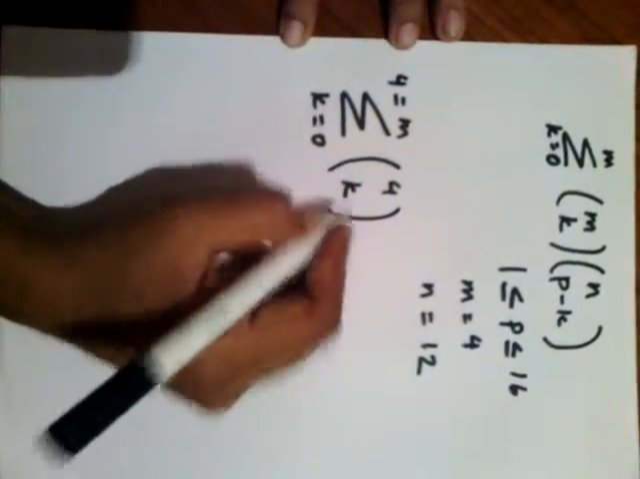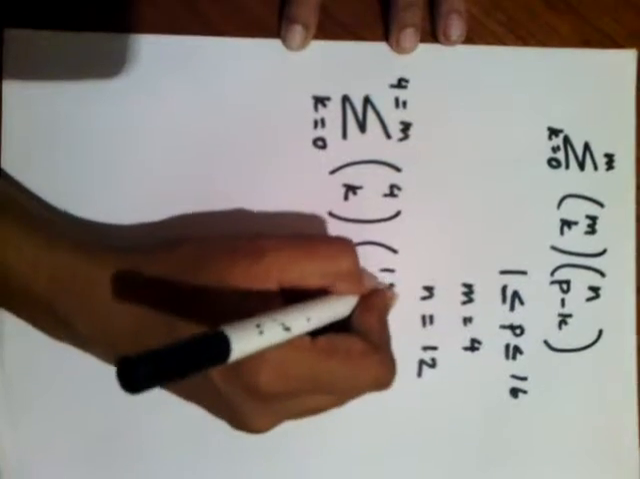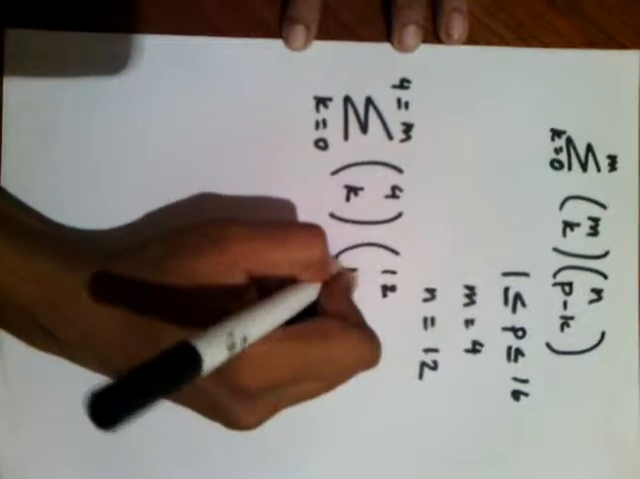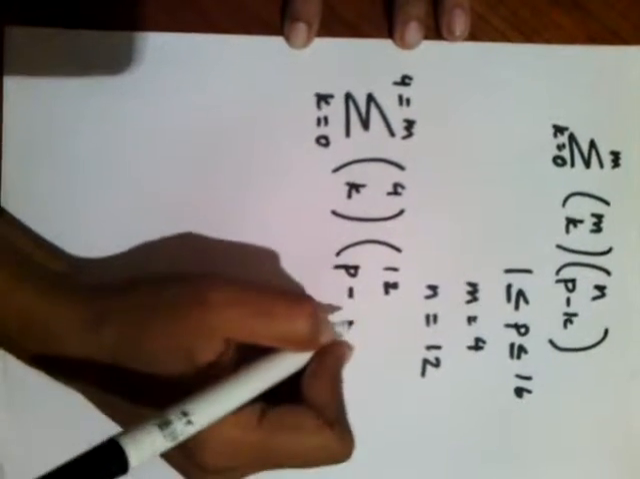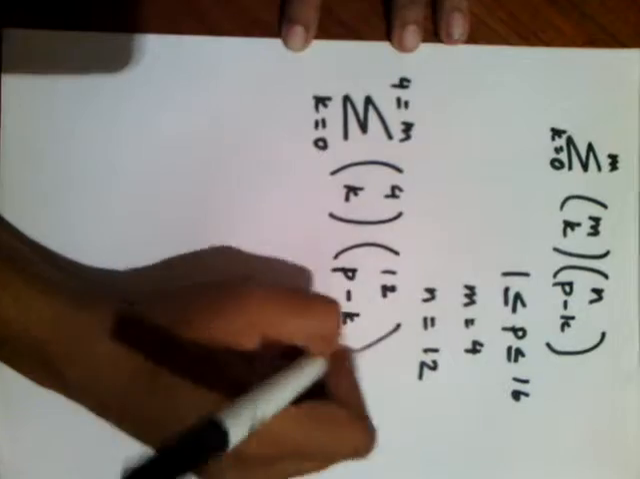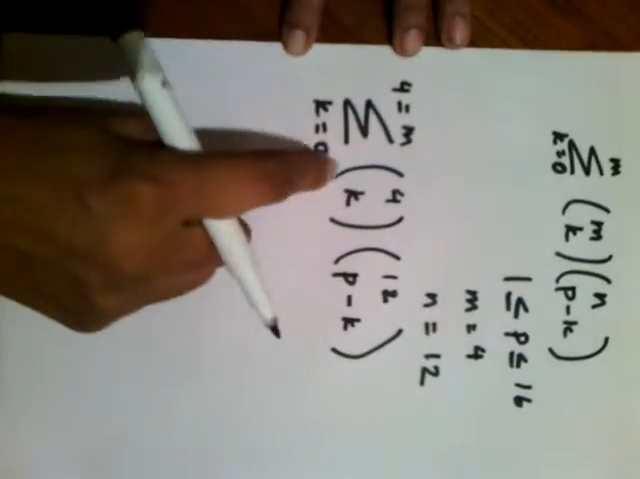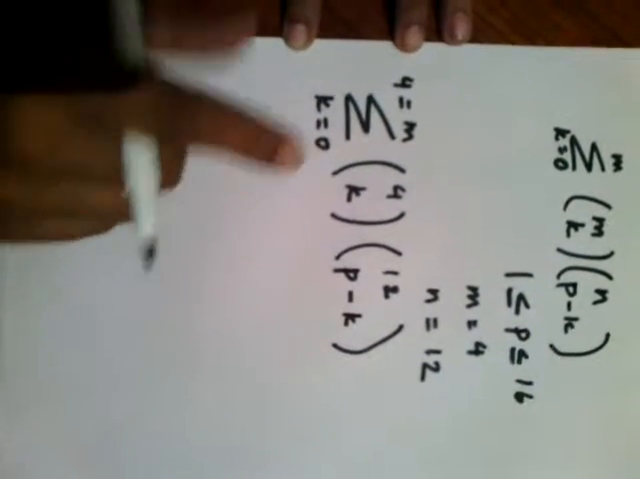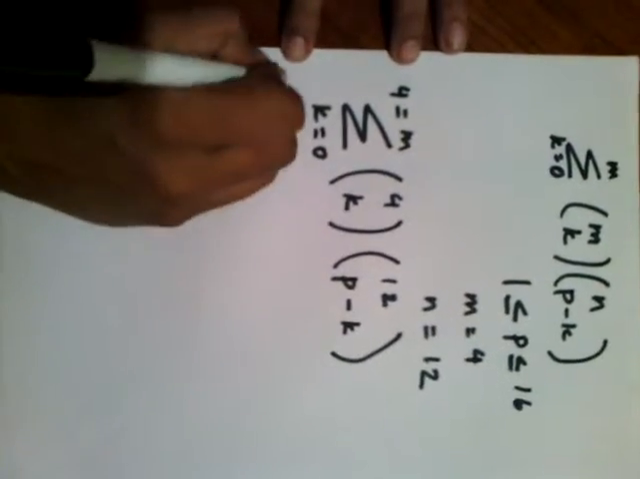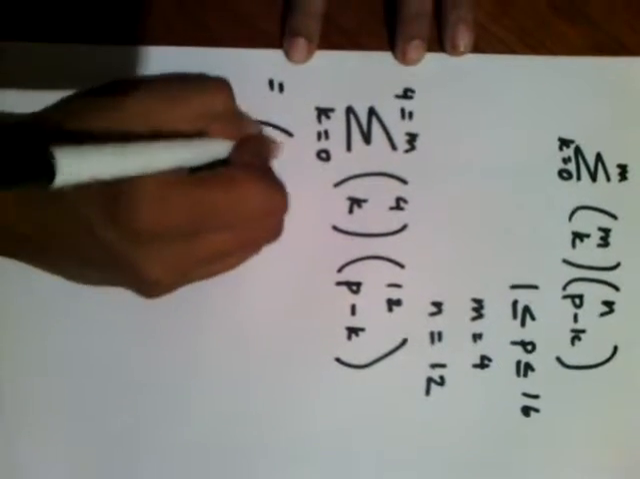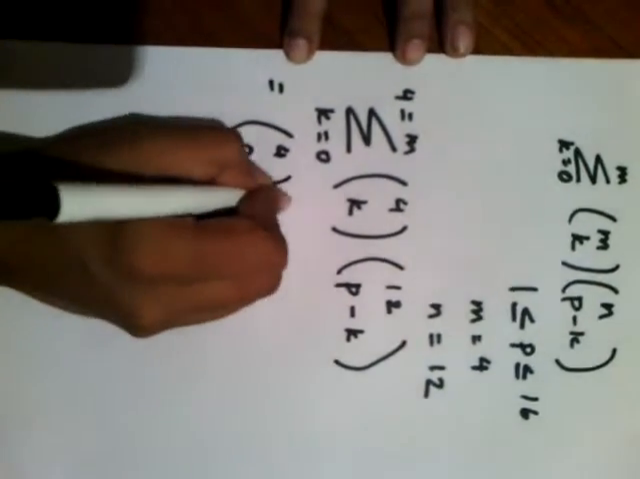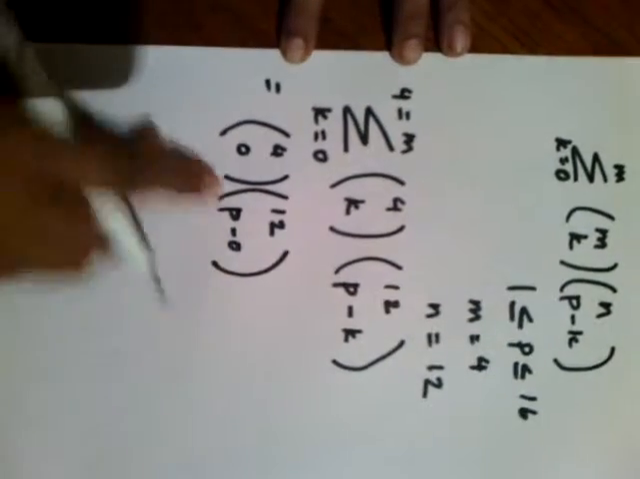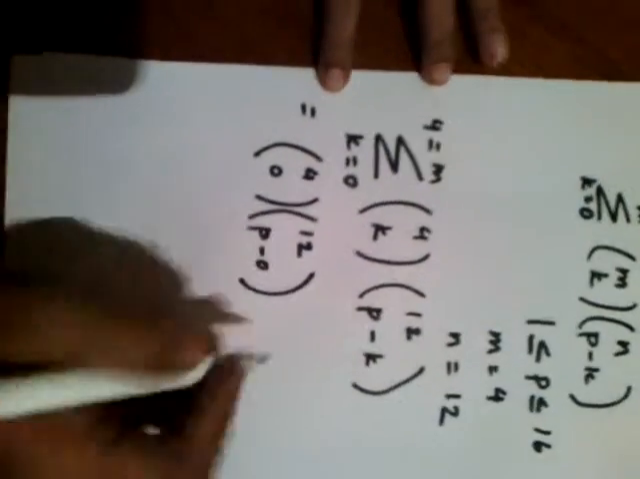So 4 choose k times n, which is 12, choose p minus k. P, let us keep it general here, p minus k. And k travels all the way from 0 and increments up to m is equal to 4. So we should get 0, 1, 2, 3, 4, so 5 terms altogether. So what would this actually mean? This is 4 choose 0 times 12 choose p minus 0. That's my very first term, when k is equal to 0.